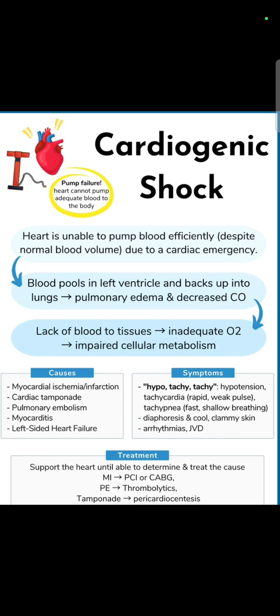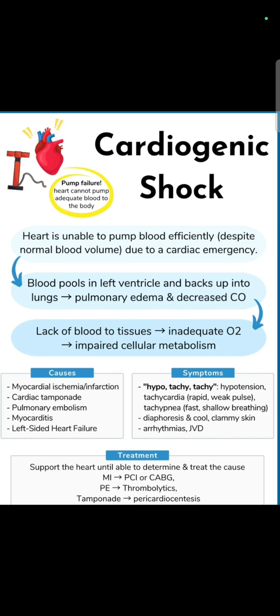In cardiogenic shock, this normal cycle does not happen, and blood pools back into the left ventricle. That means the aorta is not able to pump blood, so this blood is pushed back into the left ventricle, then to the left atrium, and from the left atrium to the lungs. This leads to pulmonary edema and decreased cardiac output, because the whole normal cycle gets affected, which leads to lack of blood to tissues.